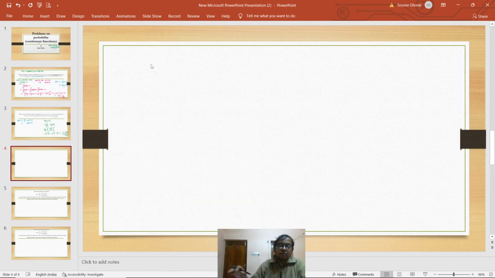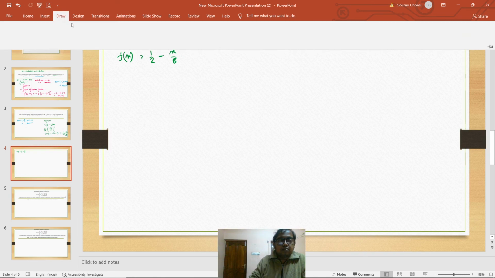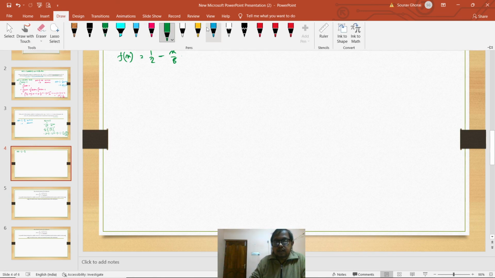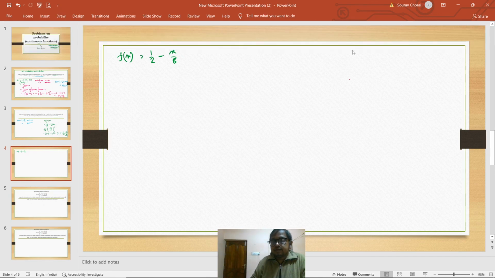That is the mean of the function. Given that f of x is equal to half minus x by 8, how can we find the mean, variance and standard deviation of a continuous function?